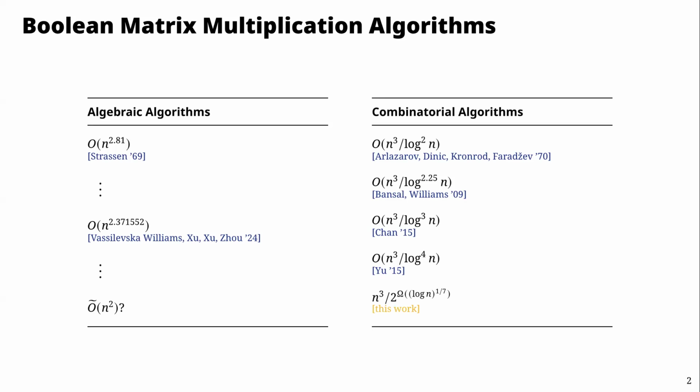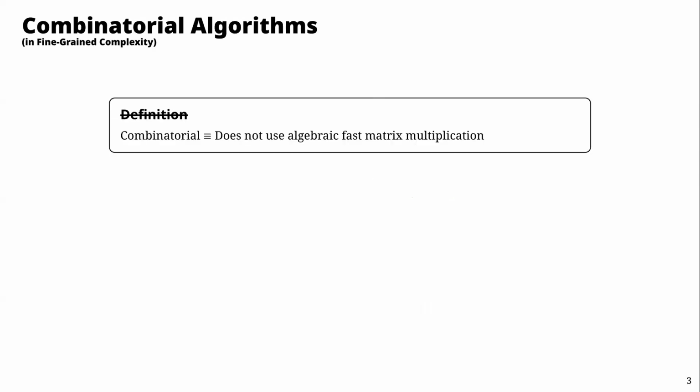Okay. I should also mention that in fine-grained complexity theory, there is a conjecture which says that, in terms of combinatorial algorithms, maybe you cannot do much better than this. So maybe n to the 3 minus epsilon is just not possible. But actually, let me talk about combinatorial algorithms for a minute.